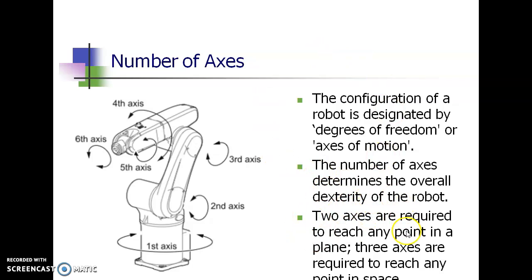In a simple case, if you want to reach a particular point in a plane, at least 2 axes are required. In a space, if you want to reach a point, at least 3 axes are required. So in a plane it is 2 axes, and in a space it requires 3 axes to reach. So degrees of freedom or axis of motion is going to decide the dexterity of the robot.